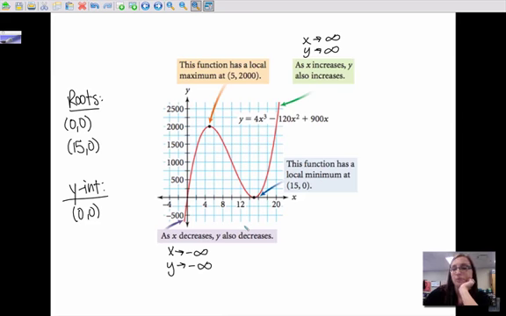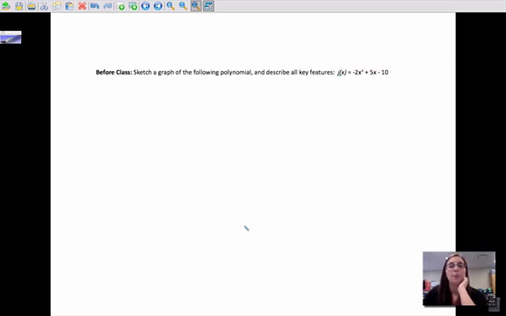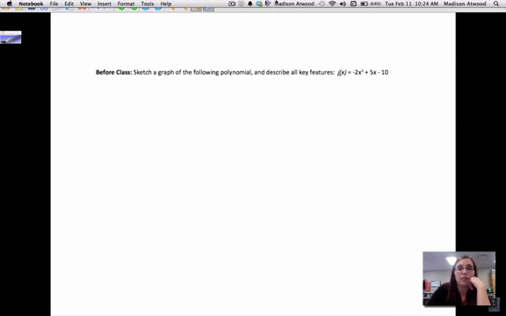Okay? So what you need to do before class is take this polynomial, use Desmos if you want to, or any other graphing software that you prefer. Graph that polynomial, and then sketch a graph of it and describe its key features. So all the things we talked about: the local maxima and minima, the extreme values, the roots, intercepts, end behavior, and that's it. Okay? Bring that with you to class next time.